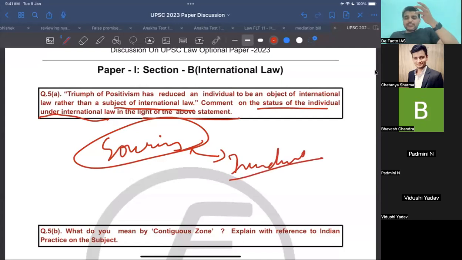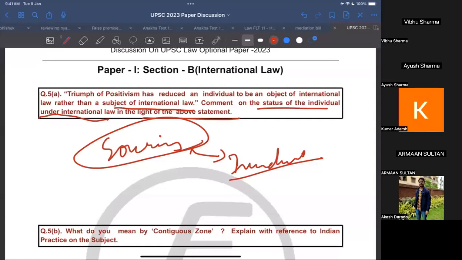So we will start with positivism. Positivism, you will simply write, okay, positivism is based on the premise that international law is primarily created between sovereign states. However, with the change of time and the changing character of international law, the individual has also become a subject of international law. Okay, full stop, finished. Only this. Then you will write individual as a subject and fill it with examples. Right? Then you will simply fill it with examples.